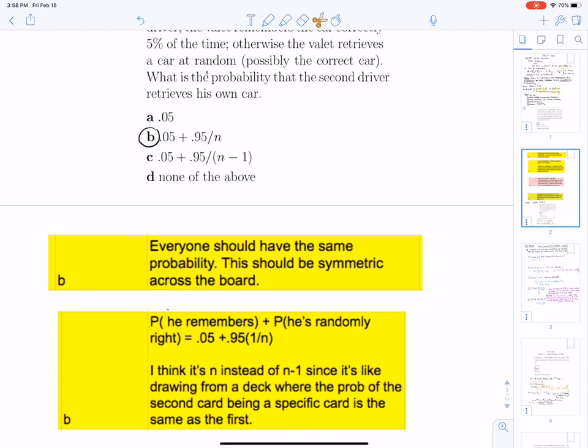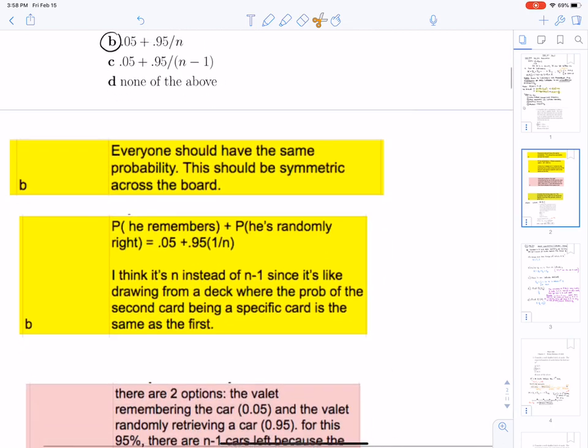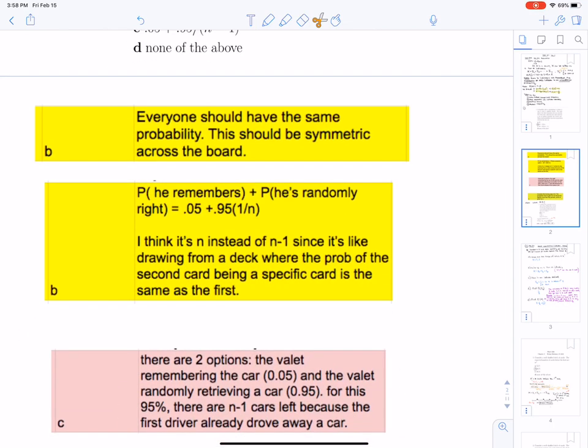One person says everybody should have the same probability. This should be symmetric across the board. Another student says, I think it's n instead of n minus 1, since it's like drawing from a deck where the probability of the second card being a specific card is the same as the first.